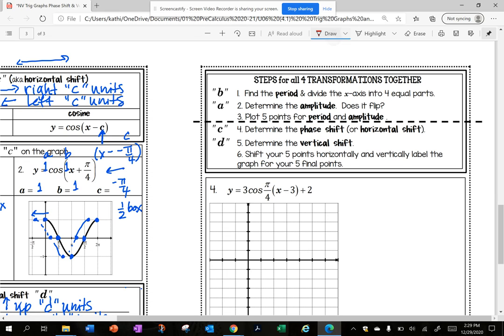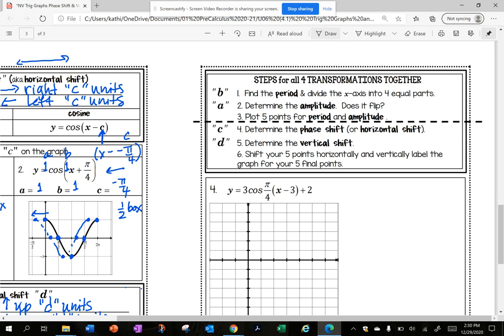Okay, all 4 transformations, or we can call them parameter changes. The first thing I'm going to do is find the period and divide the x-axis into 4 equal parts. I want to decide what the amplitude is. I'm checking, is there a negative sign? Does it flip? And then I'm going to plot A and B, my 5 points, using period and amplitude. And then I'm going to check for the phase shift, and the vertical shift. And I'm going to label the 5 points.